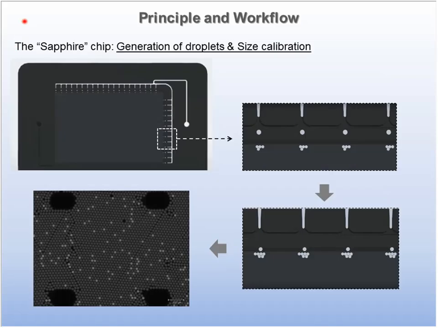This slide shows you the generation of droplets and the size calibration. So as you see, the generation of droplets is made by passing through injectors, and after, the size of droplets is calibrated thanks to a grid present in the chamber. And here is a photograph of the results that are obtained at the end of the thermocycling.